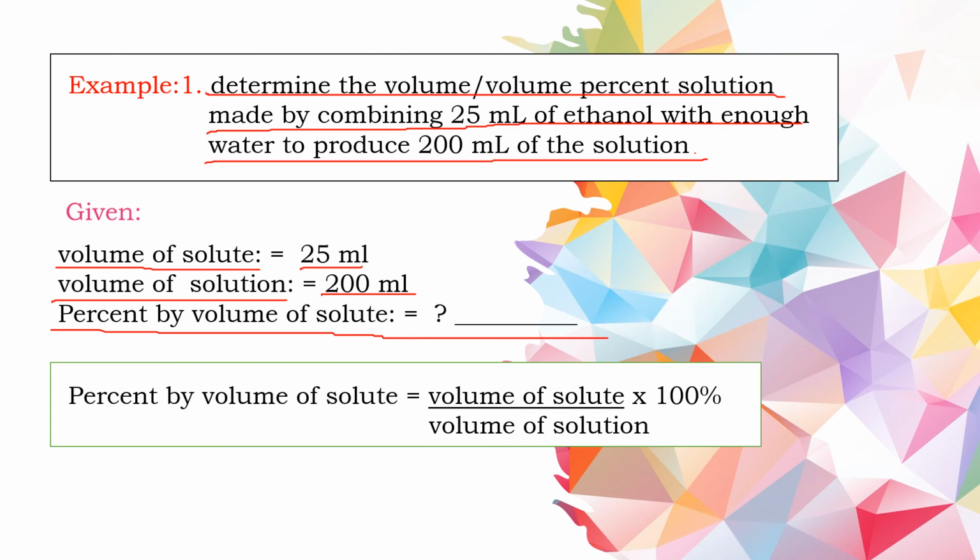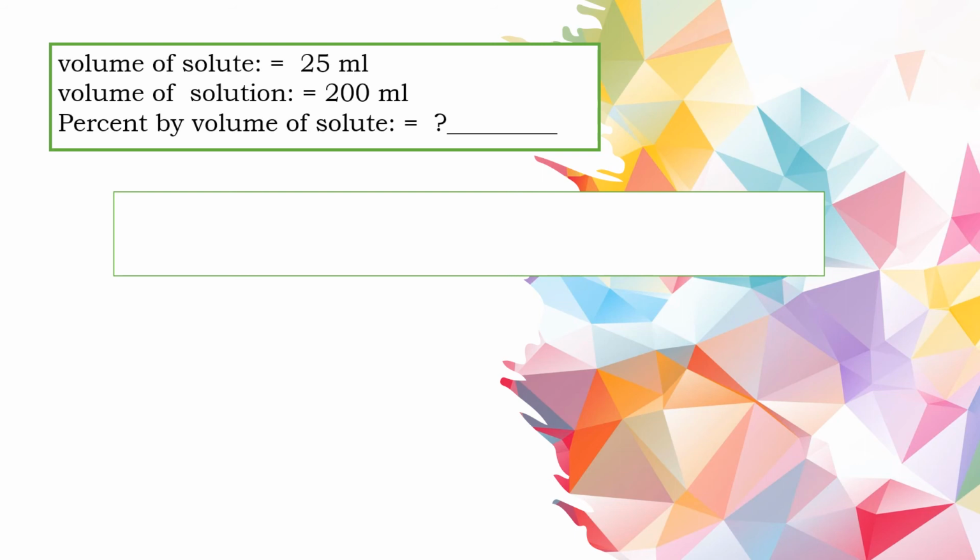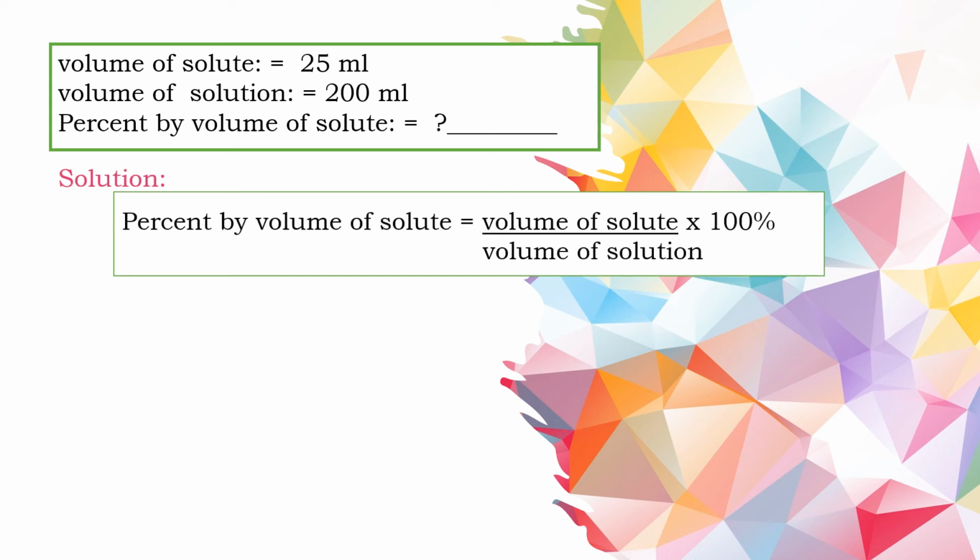So gagamitin po natin yung formula: percent by volume of solute is equal to the volume of solute divided by the volume of solution times 100%. Okay, so our given a while ago, we have volume of solute is 25 ml. Volume of solution is 200 ml. And we're looking for the percent by volume of solute. So for our solution, gagamitin natin yung formula, percent by volume of solute is equal to the volume of solute divided by the volume of solution times 100%.